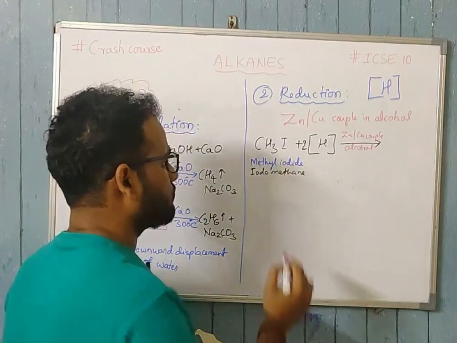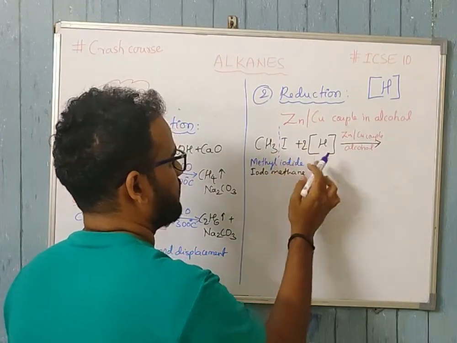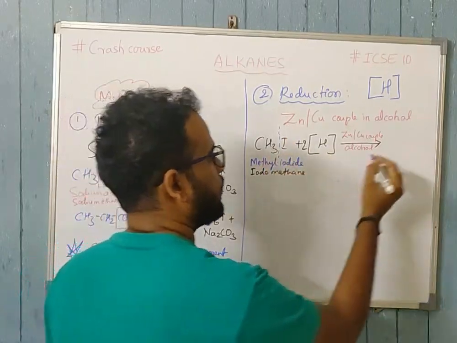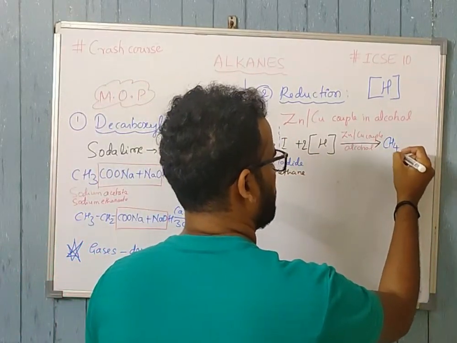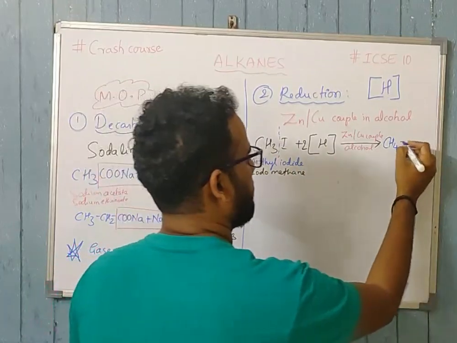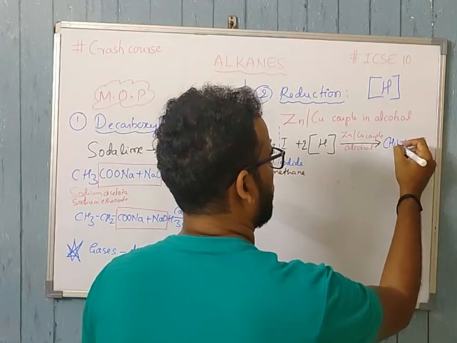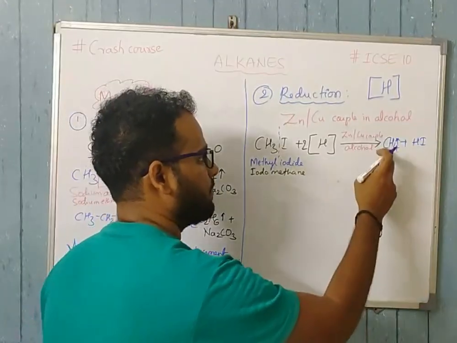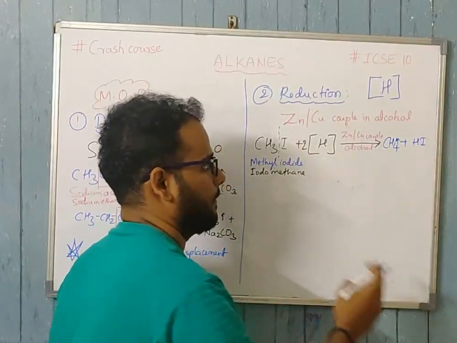So what you do is break this like this. One H you give to CH3, another H you give to I. So you will get CH3 plus H, CH4, and H plus I, HI. Hydrogen iodide you will get, not hydrochloric acid. So this is methane, and this is hydrogen iodide.